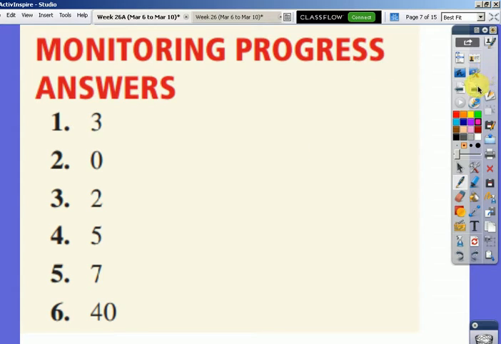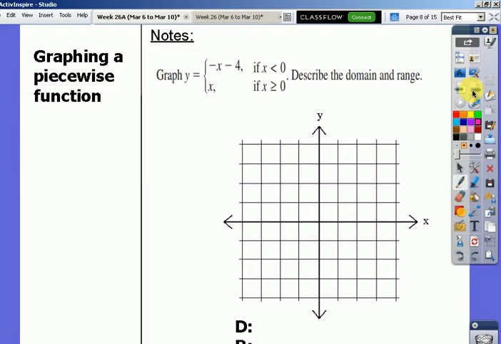Let's look at our last concept here, and then we'll stop. Graphing. Okay, this is the hardest part. So what you need to do is make a grid. Do 1, 2, 3, a 4x4 grid like this. So go ahead and do that.